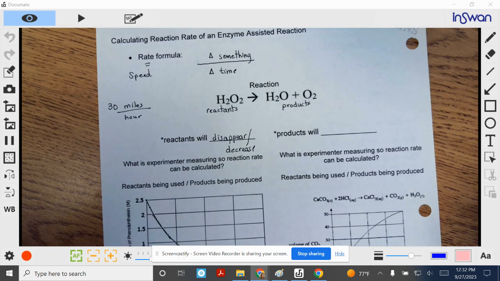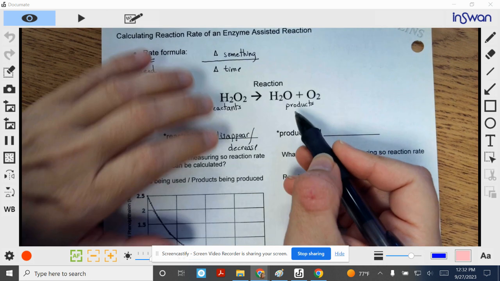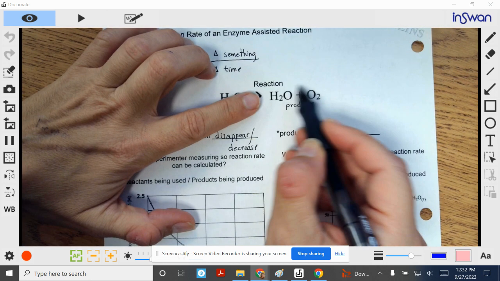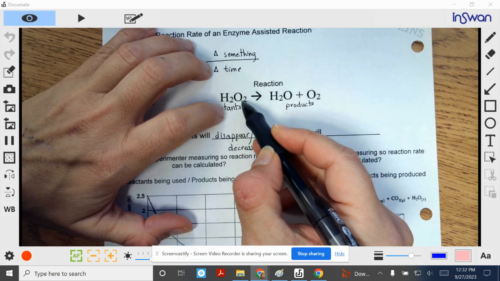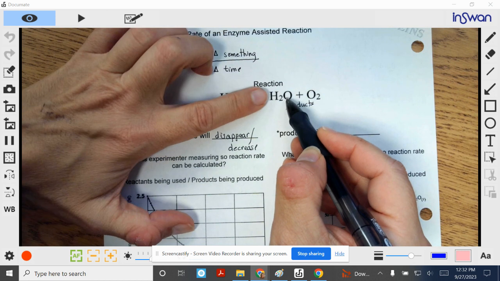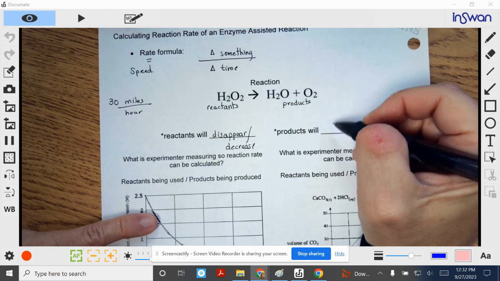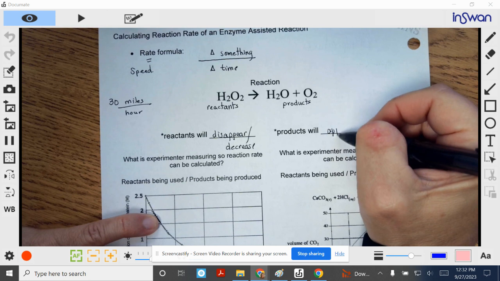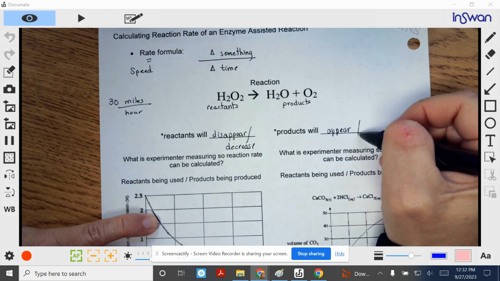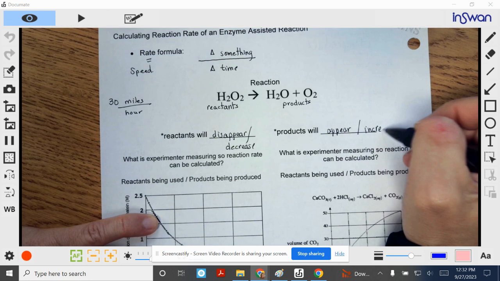because they're being turned into products. And over here, our products, this is what's going to be getting made from these. And once all of these have been turned into the products, we won't have any. It's disappeared, and now we're going to have all products. So products will appear or be made, or you can say they will increase over time.